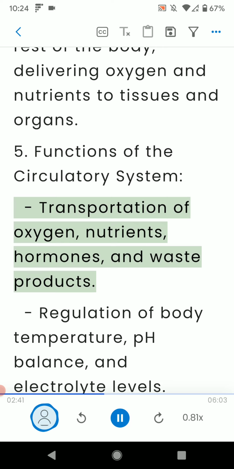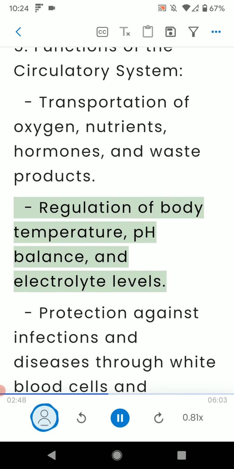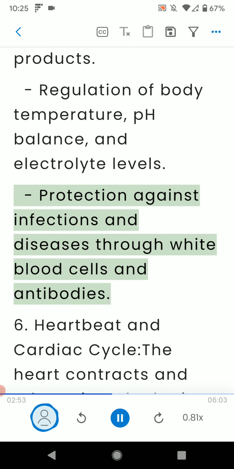5. Functions of the circulatory system. Transportation of oxygen, nutrients, hormones, and waste products. Regulation of body temperature, pH balance, and electrolyte levels. Protection against infections and diseases through white blood cells and antibodies.